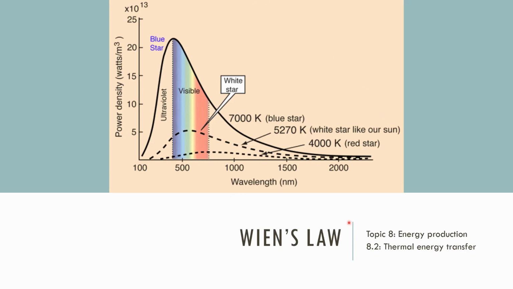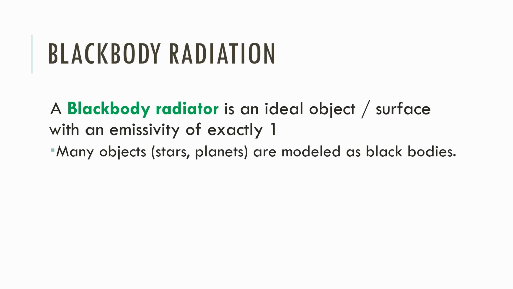So still in 8.2, thermal energy transfer here. Now we're looking at the spectrum of light. So we've been talking about black body radiation, this idea that warm objects emit energy, emit heat through light, through EM radiation. And the last thing I think we talked about when we were talking about the Stefan-Boltzmann law was this idea of emissivity, and the idea of a perfect emitter of radiation, which we call a black body radiator.